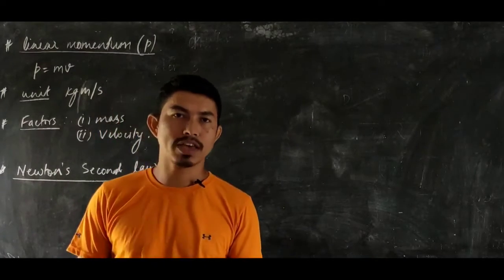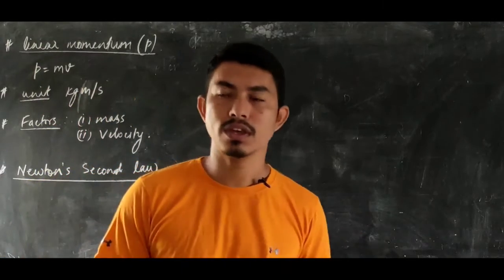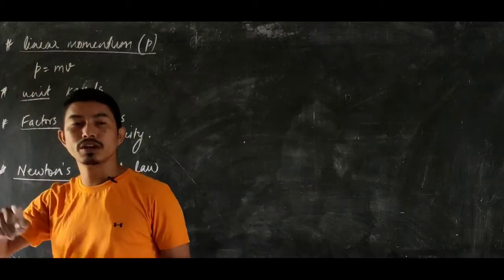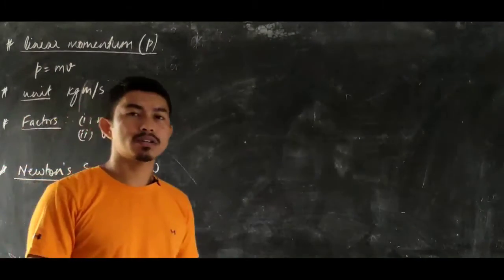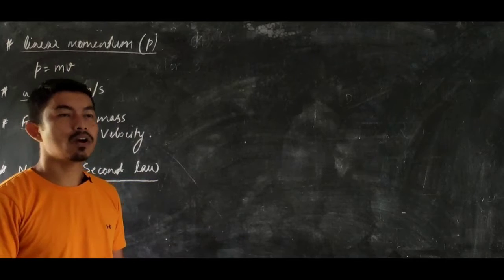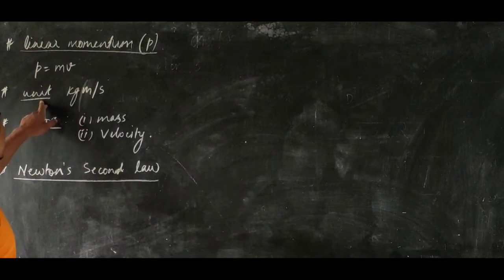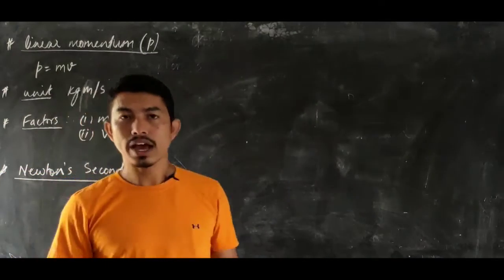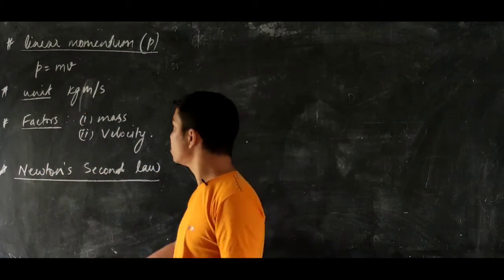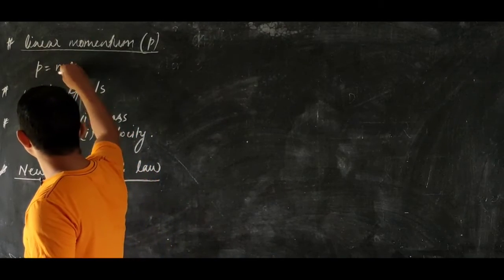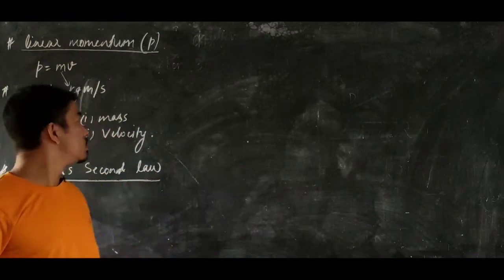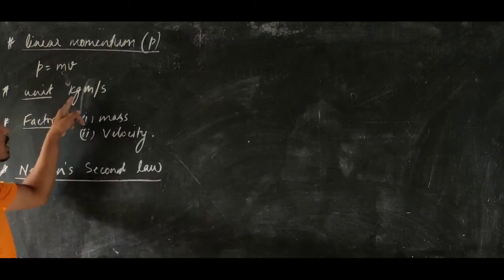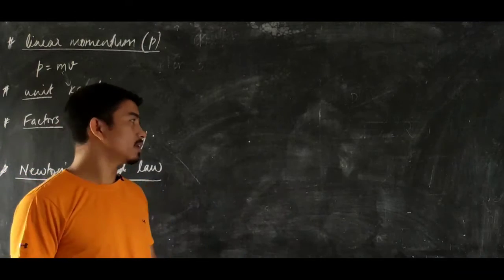Suppose a body of mass m is moving with a velocity v. So the linear momentum is given by the formula m into v. So the linear momentum is literally the product of the mass and the velocity of a given object. Now coming to the unit, the linear momentum is a vector quantity and it has a certain unit by which it can be measured. So the unit of mass in the SI system is kg and the velocity is meter per second. Thus the unit of linear momentum is kg meter per second.